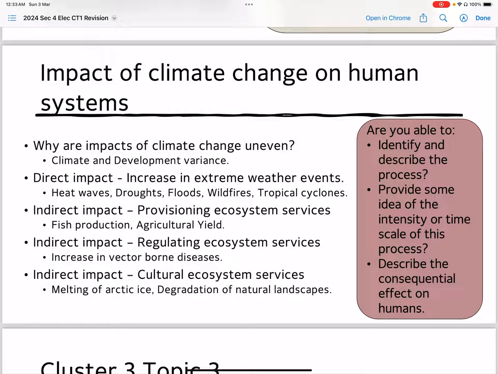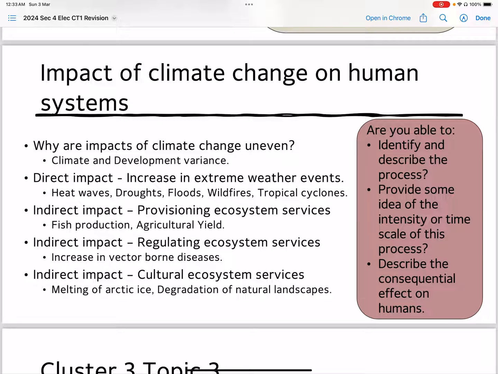What are the extreme weather conditions that will occur as a result of climate change? So you can talk about heat waves, droughts, floods, wildfires, tropical cyclones. These are your major five direct impacts. Indirect impacts, you deal with your provisioning ecosystem services, your regulating ecosystem services, as well as your cultural ecosystem services. So please remember when you're looking at impact of climate change on human systems, there are indirect impacts, and then there are the direct impacts.